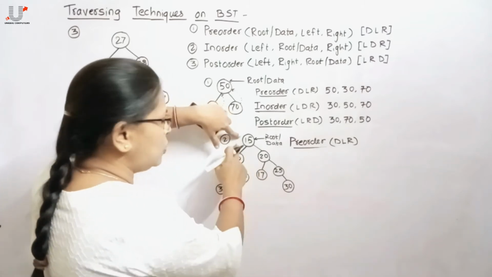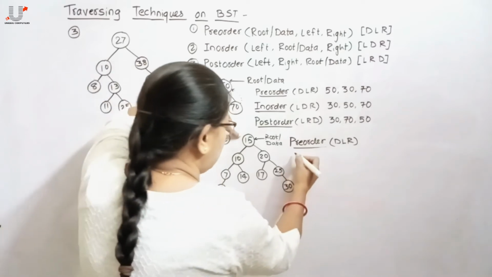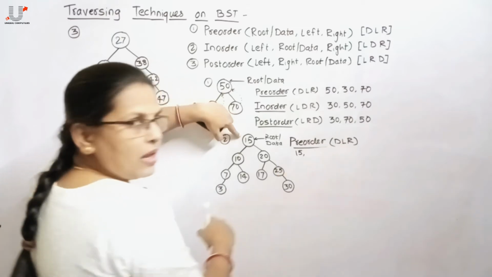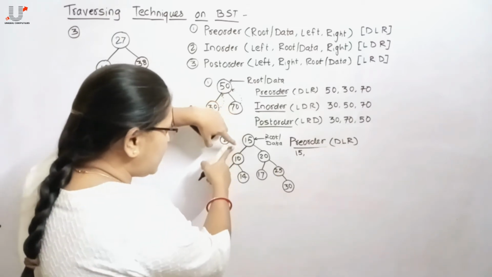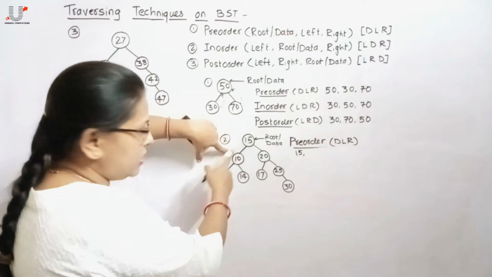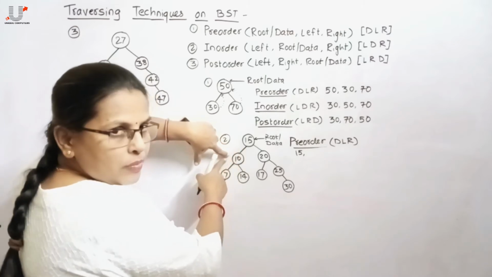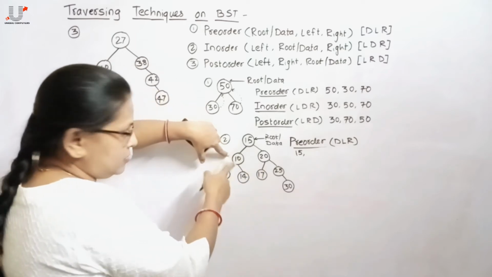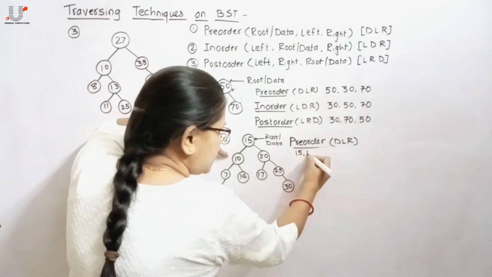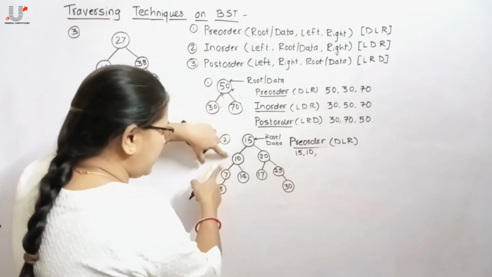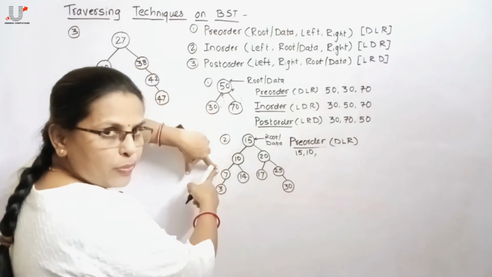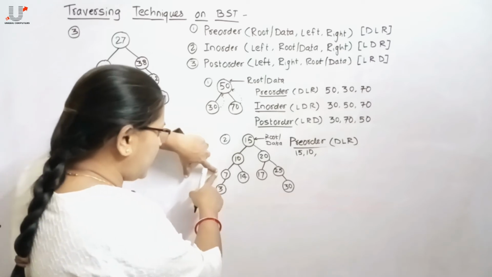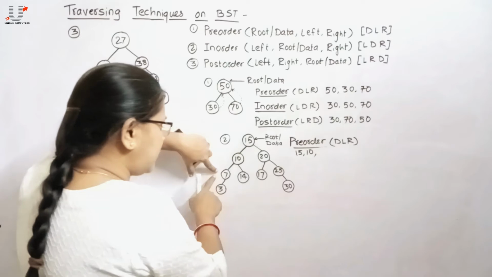As data means the root itself gets processed first, that means 15 is displayed, then apply left subtree. As 15 has an unprocessed left subtree, the control will move to 10. Again apply DLR on this 10. Data, that means 10, gets processed. Then check whether it has a left subtree which is still unprocessed. Yes, 7 is there. Then again apply DLR on that 7.